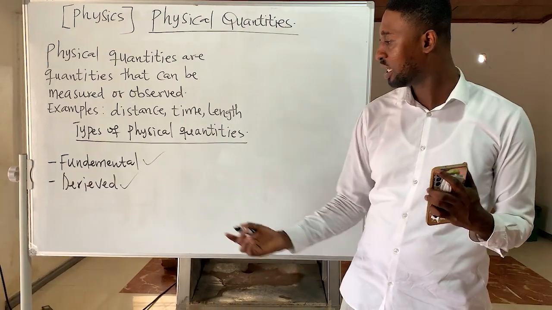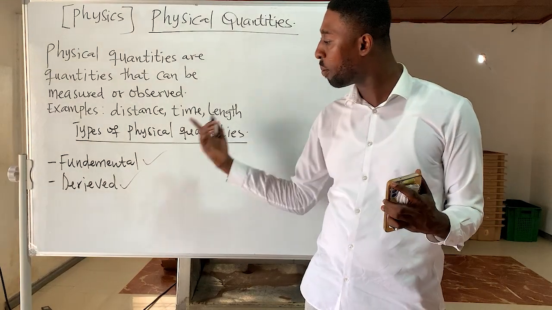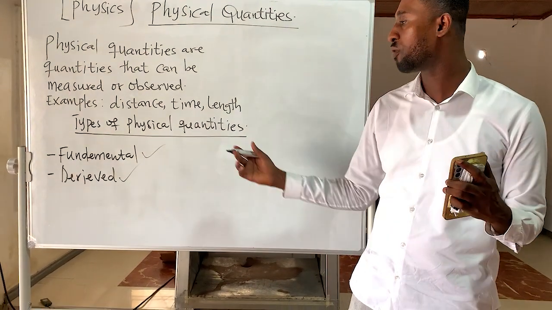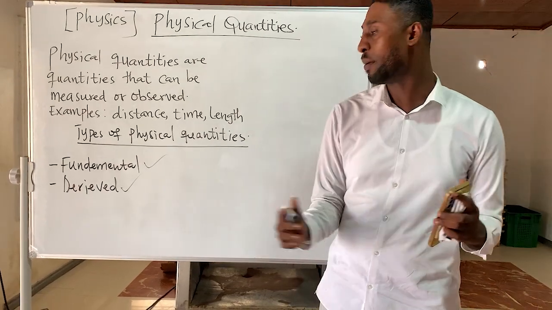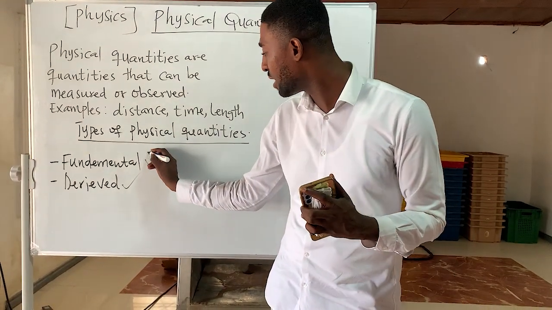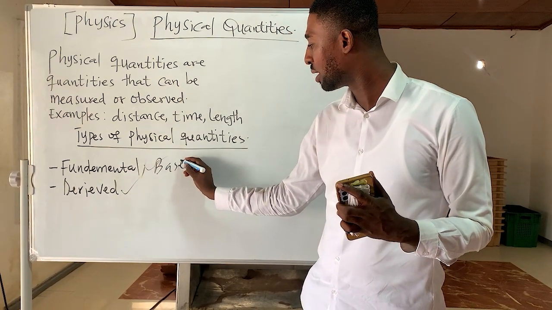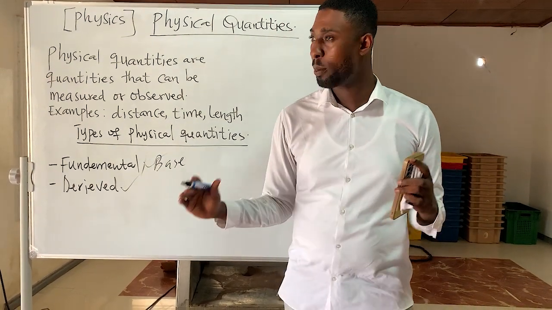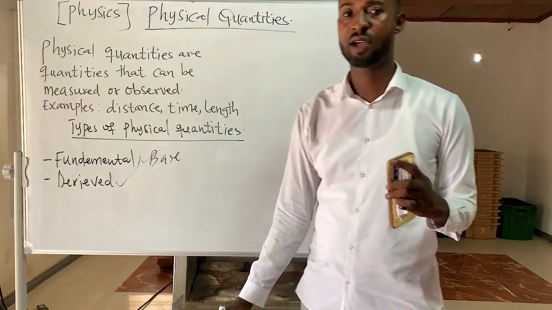of which I will take my time and explain them one after the other. And when we talk of derived quantities, they are quantities formed by the combination of two or more fundamental quantities. By the way, another name for fundamental quantity is the base quantity. So anytime we combine base or fundamental quantities, we arrive at what we call a derived quantity.